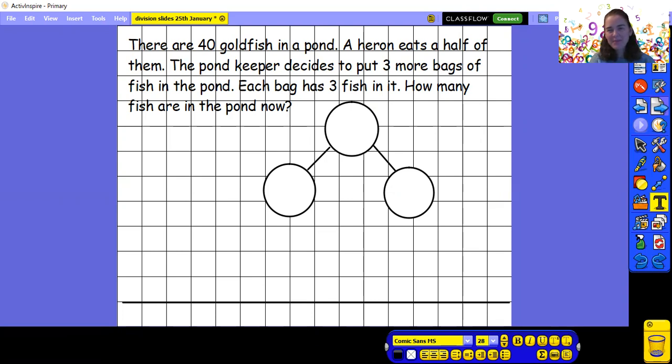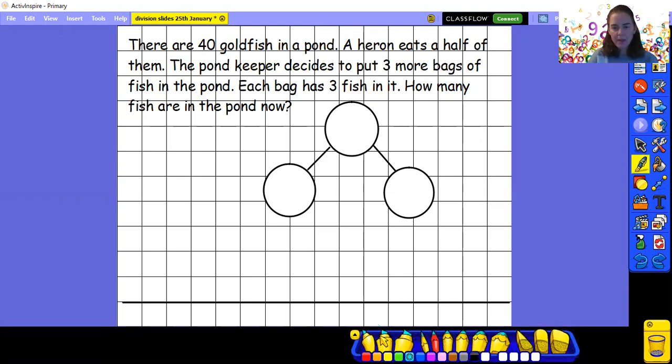Welcome back. Okay, let's unpick this problem. Let me get my highlighter pen. Okay, so there are 40 goldfish in a pond. Okay, so that's the number we've got to start with. A heron eats half of them. Okay, so when we're halving, what are we doing? We're dividing by 2. Good. So when we're halving, we're dividing into 2 equal groups.